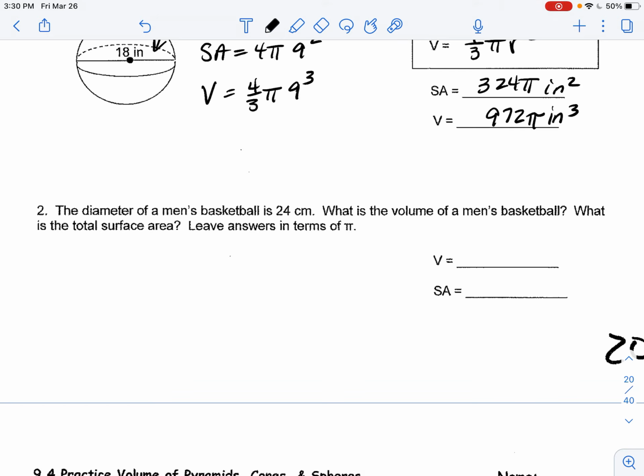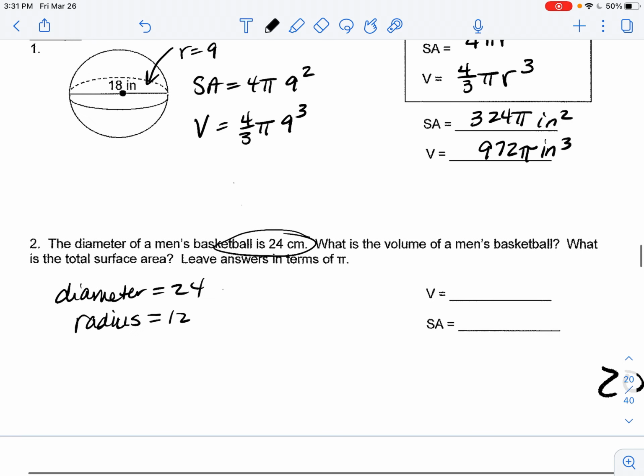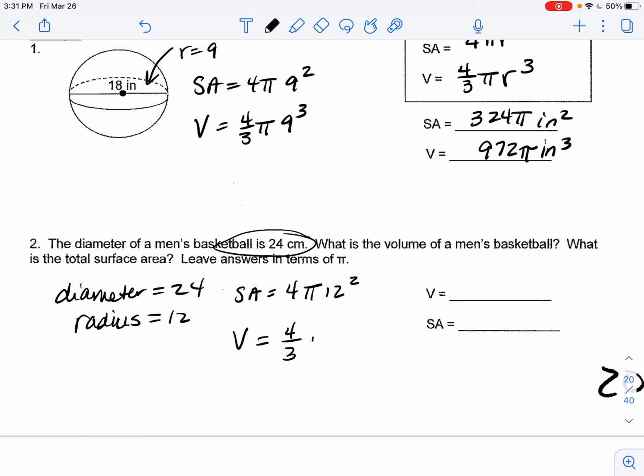One last. The diameter of a men's basketball, so we know the diameter is 24. That means the radius is half of that, which is 12. What is the volume of the men's basketball? What is the total surface area? All right, so surface area is 4 pi radius squared, and volume is going to be 4/3 pi radius cubed.